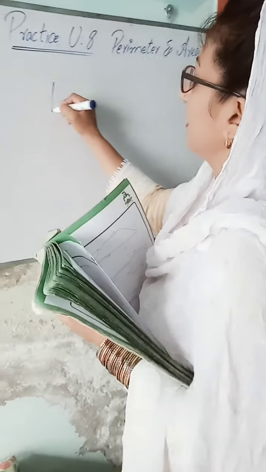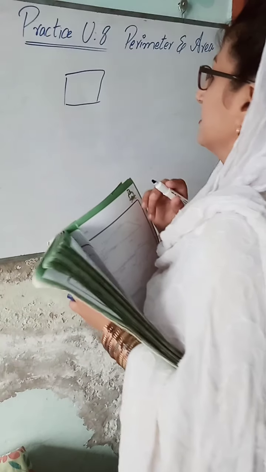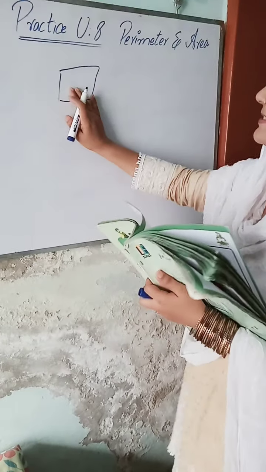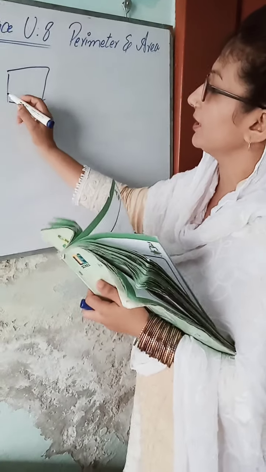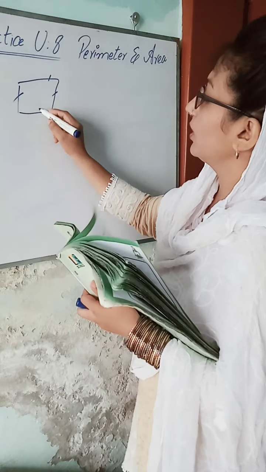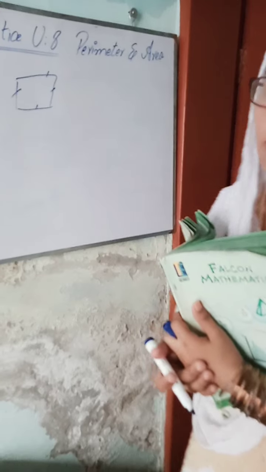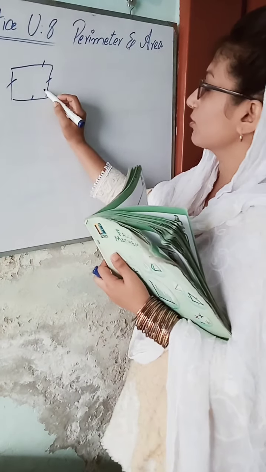For example, I have a shape here. This shape is said to be a square. Why is it said to be a square? It has 4 equal lengths. So that's why it is called a square.